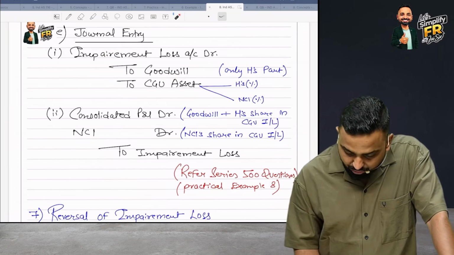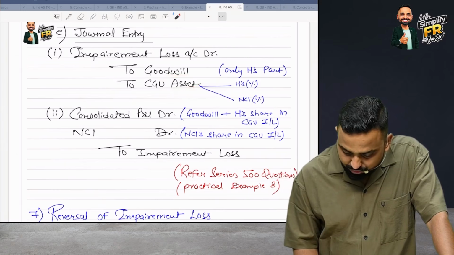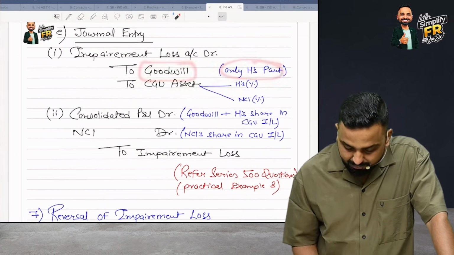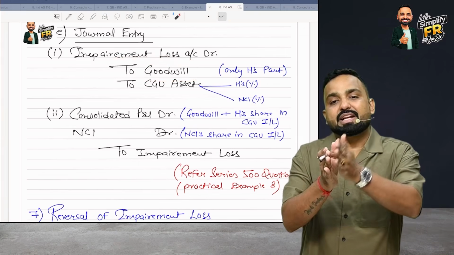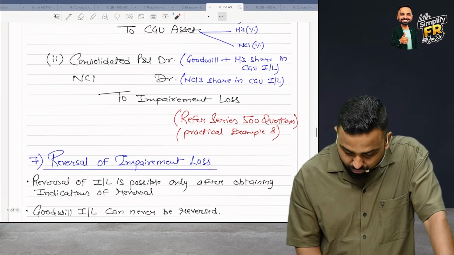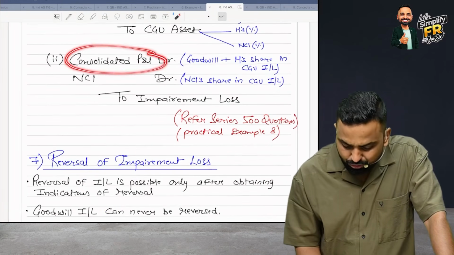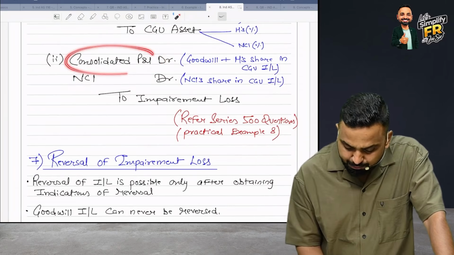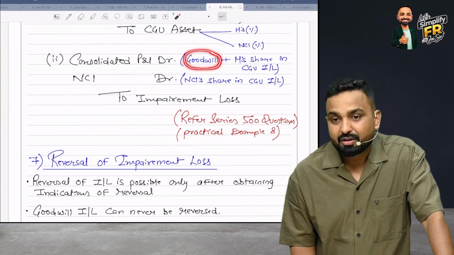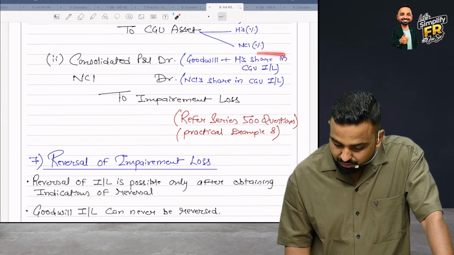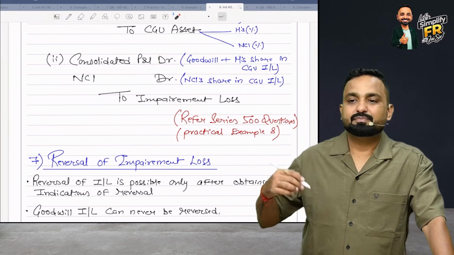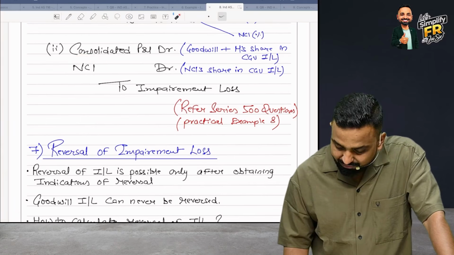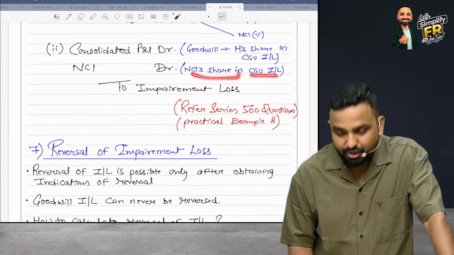Understood? Now, impairment loss to goodwill, to CGU asset. If it is a partial goodwill, that goodwill belongs to the holding part. Now the impairment loss shall be allocated between NCI and holding. So the holding's part will be transferred, and the NCI part will be debited to NCI. In the holding's part, what have you transferred? The partial goodwill and the holding share in the CGU. What about NCI? You have recorded the impairment loss of the CGU share of NCI.